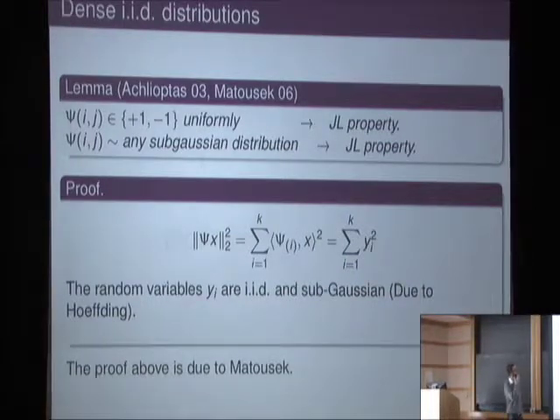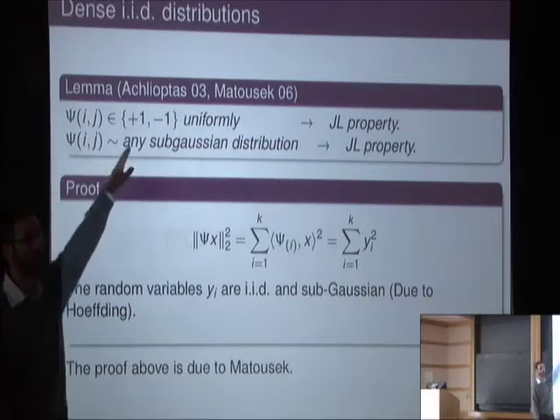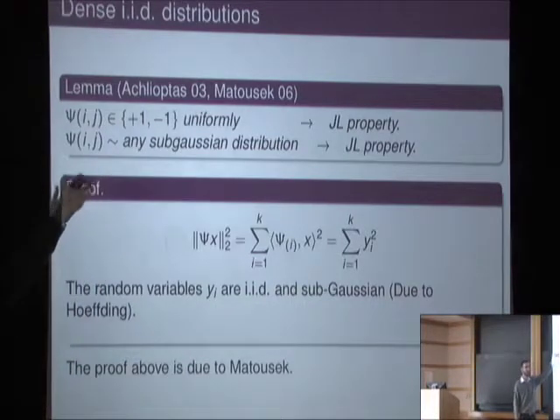Later, Achlioptas and then Matousek showed that the entries in the matrix don't have to be these Gaussians. They can actually be almost anything, except they need to be sub-Gaussian. Achlioptas showed it specifically for plus or minus 1, or plus 1, 0, minus 1, but Matousek showed that for any sub-Gaussian distribution this works. So what is sub-Gaussian? It should be dominated by some Gaussian with some constants.